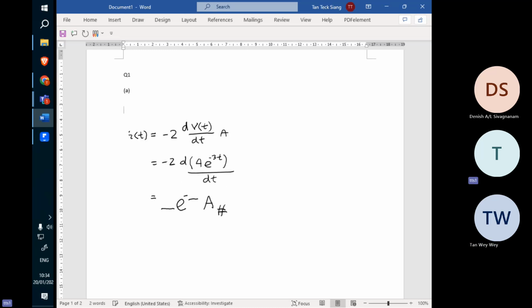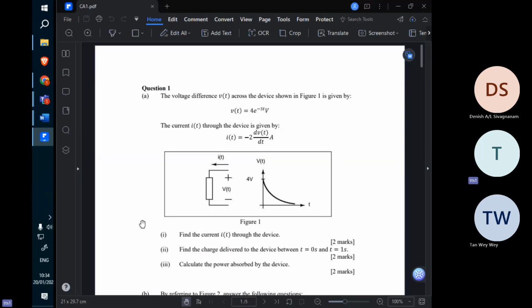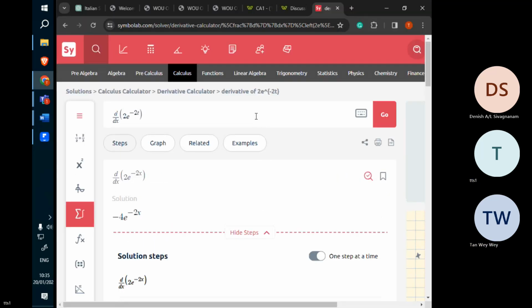Second question is 2. Let's do the second one. Second question, it says, find the charge delivered to the device. So this is a device here. Find the charge delivered to the device between the time 0 to 1. So when we see that there's something that asks us to calculate from this time to another time, most likely it's an integral. It's an integral, right? Yeah.